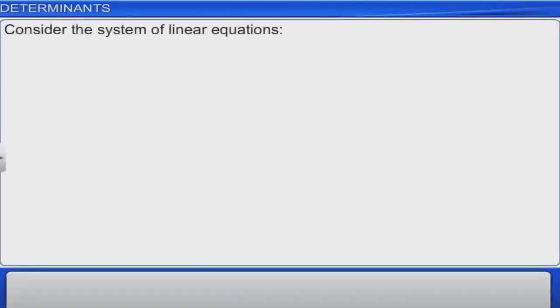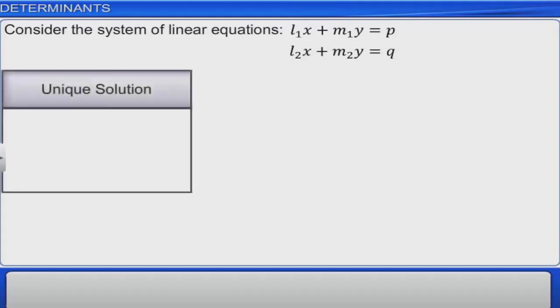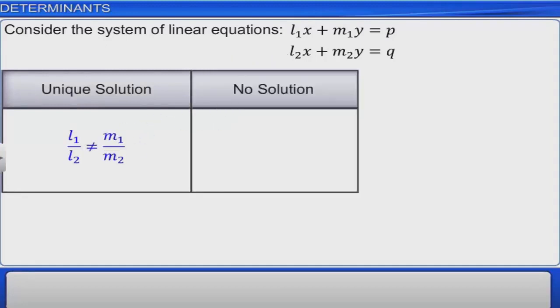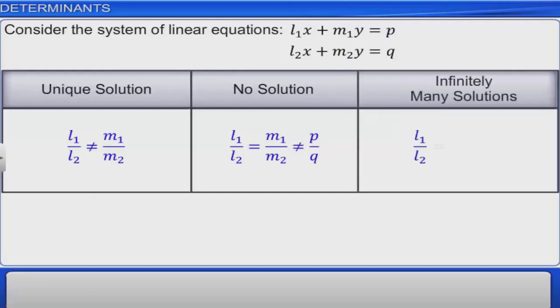Take a look at the system of linear equations: L1 x plus m1 y is equal to P, and L2 x plus m2 y is equal to Q. This system of equations can have a unique solution, no solution, or infinitely many solutions.